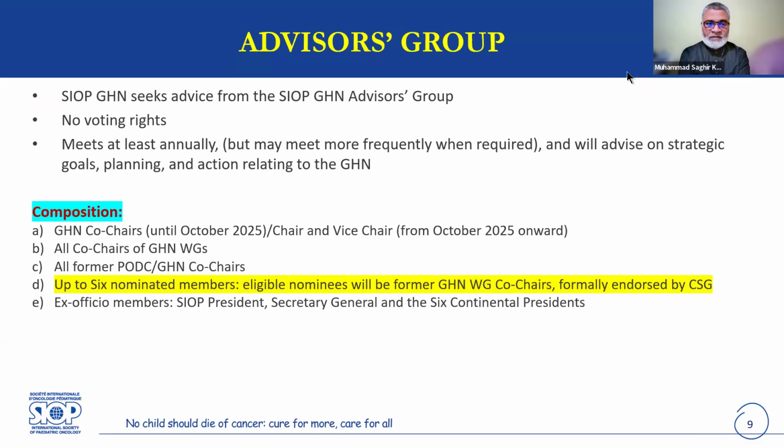Its composition is all GHN co-chairs, or chair and vice chair, implemented from October 2025; all co-chairs of GHN working groups; all former PODC or GHN co-chairs; and up to 6 nominated members. Eligible nominees will be former GHN working group co-chairs formally endorsed by the CSC. This is still not implemented. Maybe we will ask for nominations in February to efficiently add them to the advisors group.